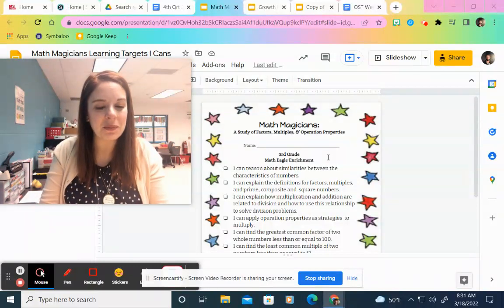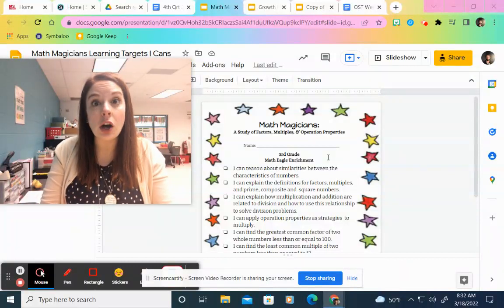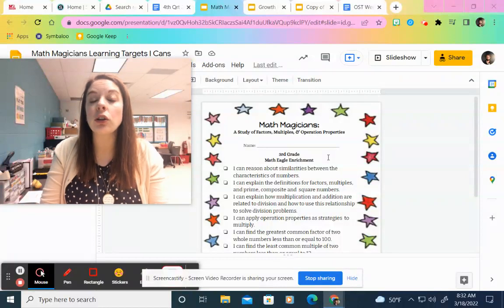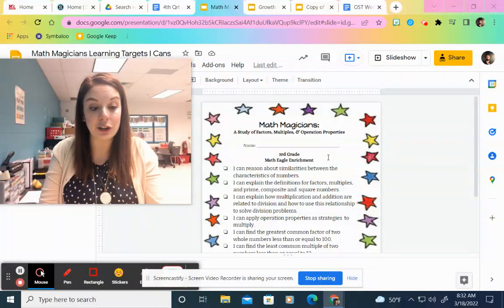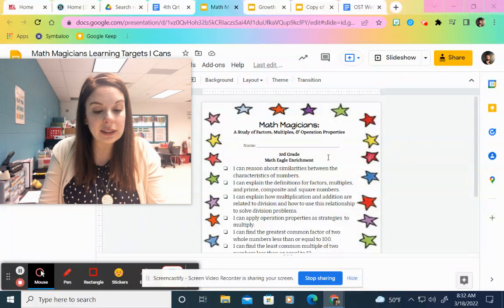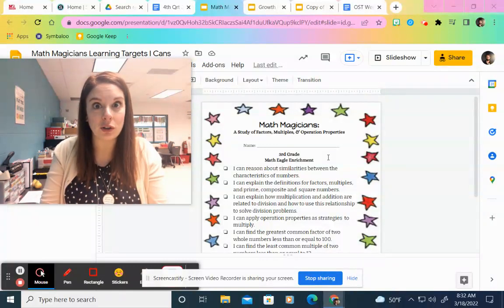Okay, the next one. I can explain how multiplication and addition are related to division and how to use this relationship to solve division problems. So we're going to be talking a lot about the 4 different operations, right? Your subtraction, your addition, your multiplication, and your division. And we're going to be learning about how all of those interact together. The next one reads, I can apply operation properties as strategies to multiply. So we're going to learn a lot of different operation strategies.